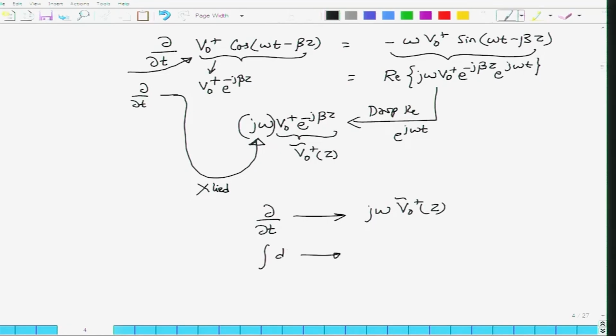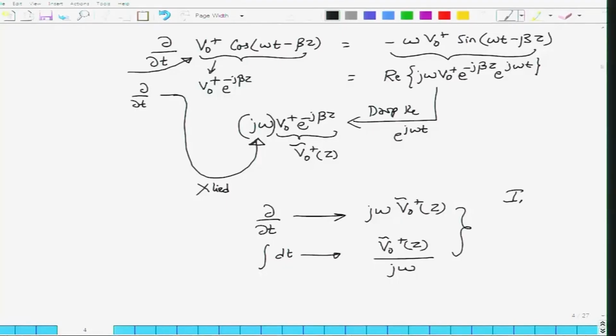Similarly, you can show, I will not show it here, I will leave it as an exercise, the act of taking an integration with respect to time will be equivalent in the phasor domain to dividing the phasor by the factor j omega. Okay. These simple rules will actually help us in writing the equations in a slightly better and mathematically simpler form. So, this is the phasor notation which I wanted to introduce you to. There is nothing specific about a voltage phasor. I can as well consider the current phasor. I will have I0 plus of z, or I will have I0 minus of z, both being the current phasors.